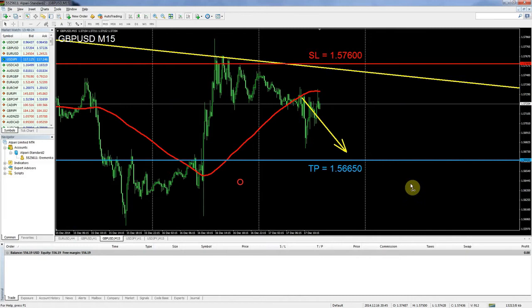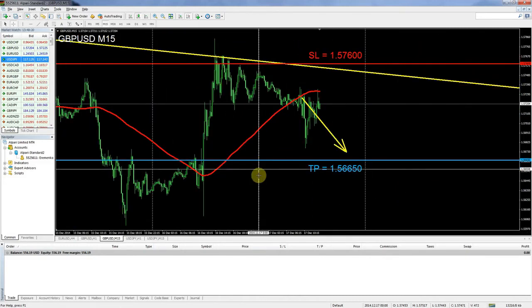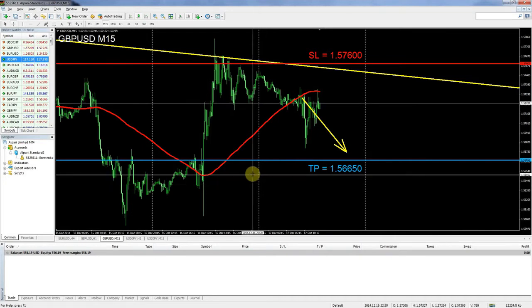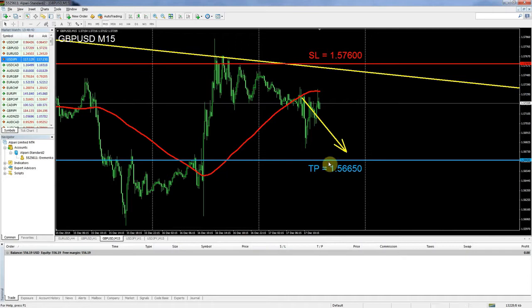The take profit, well, we look at a strong level over here. This looks like a strong area, so if the price does get here, around 1.56500, it might slow down. So we'll set our take profit conservatively just above that area, and hopefully if the price does turn around, it will first hit our take profit. So that's the main bit.